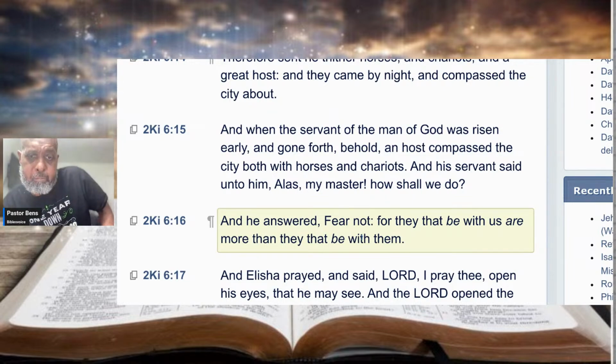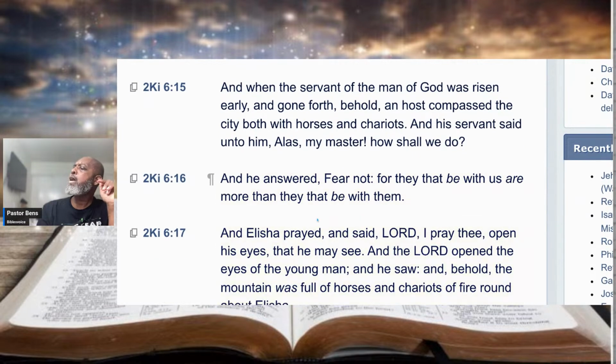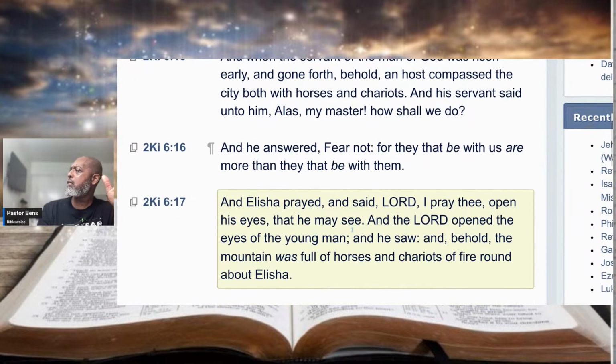Guys, let me say this. Oh, let me keep reading because this is dope. Watch this. And Elisha prayed and said, Lord, I pray thee, open his eyes, that he may see. And the Lord opened the eyes of the young man, and he saw, and behold, the mountain was full of horses and chariots of fire round about Elisha. Come on and go with me here. I want to say this.